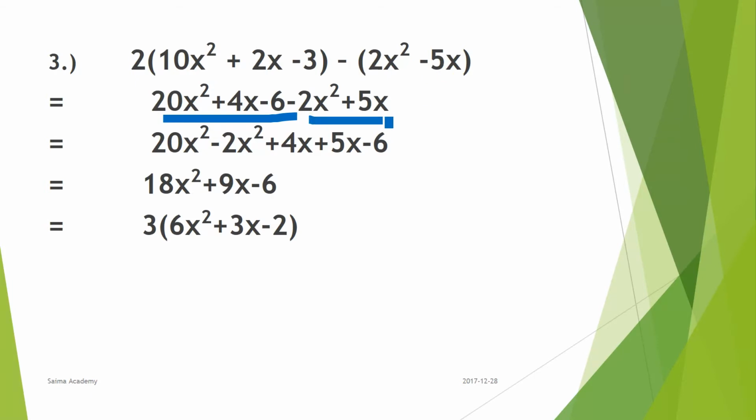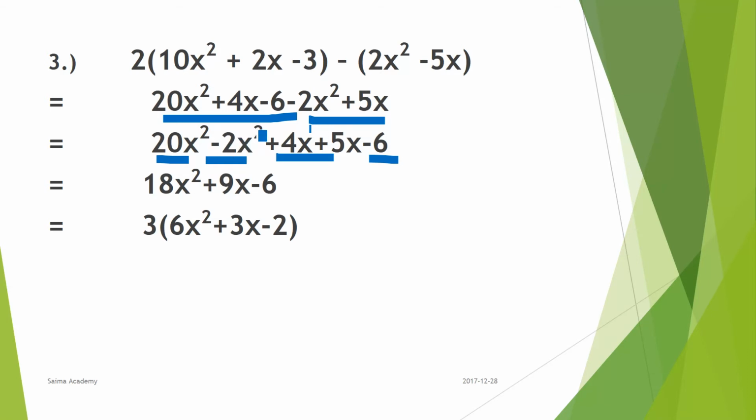This is the second parenthesis, and then we have to arrange with the same basis. This is 20x square minus 2x square, right? And then plus 4x and plus 5x will come up here, and then minus 6. I am not adding this x square with this x. Why? Because this is only x power 1 and this is square. So the same basis we have to add together.